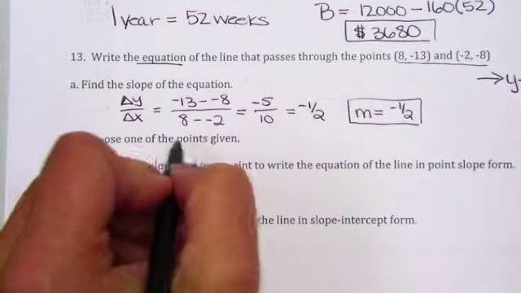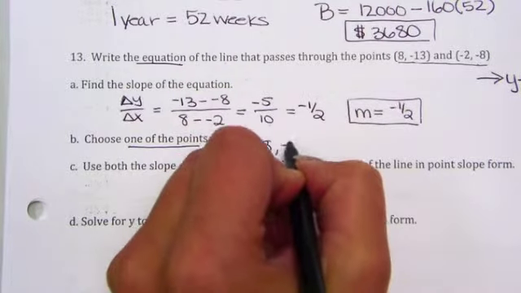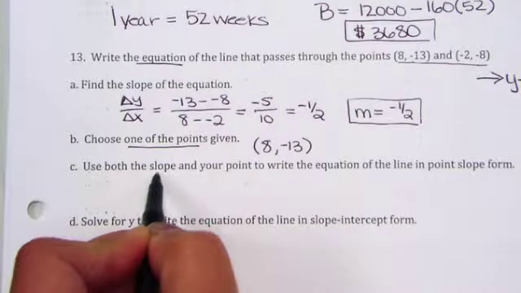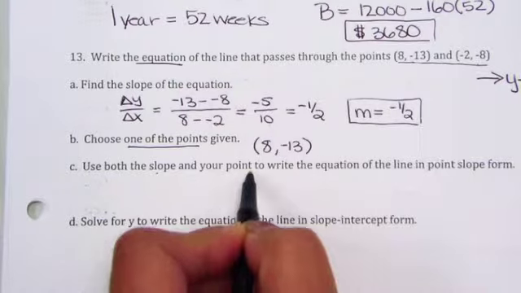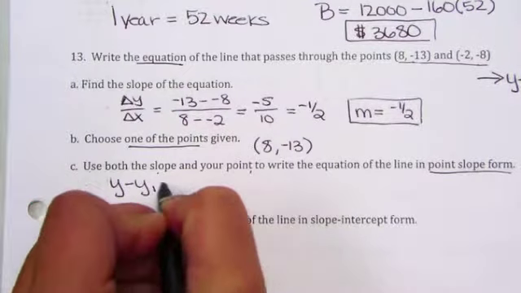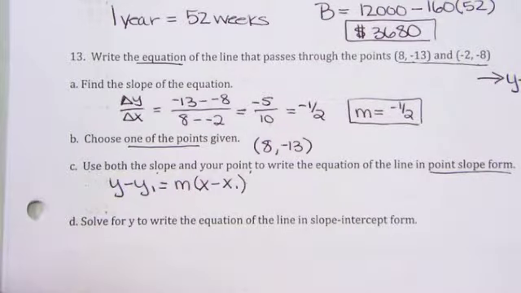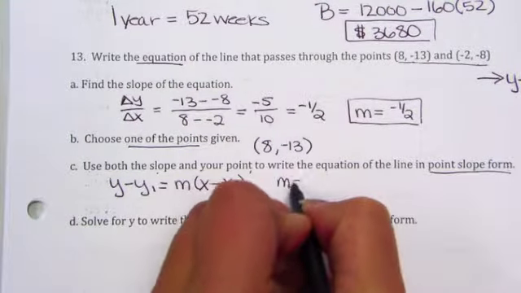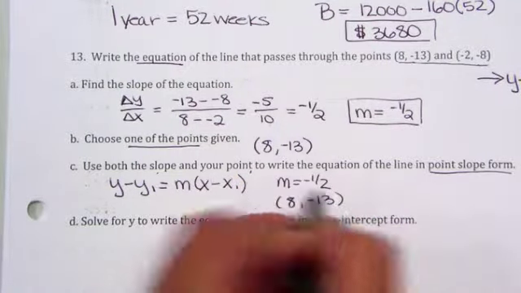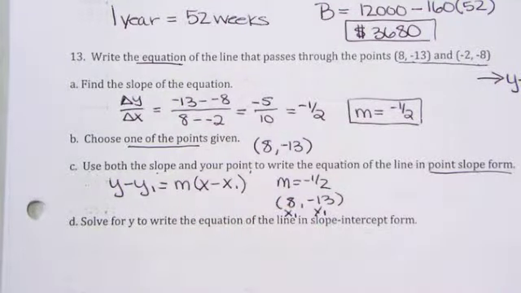Next step, you're going to choose one of the points. It does not matter which one. I'm going to choose the first one. We're going to use the slope that we found in part A and our point, and we're going to use point slope form. y minus y1 equals m times x minus x1. I know my slope is negative 1/2, and I know my point is 8, negative 13. The 8 is the x1, and the negative 13 is the y1.